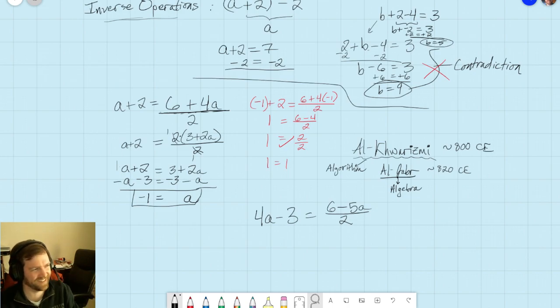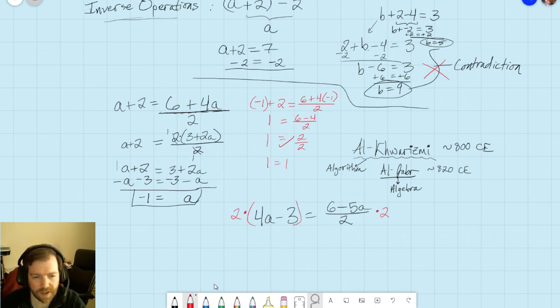Anyway, okay, so take out the fraction, multiply by 2 on both sides. Yeah. So multiply the entire right side by 2, multiply the entire left side by 2, and yeah, we get the 8a minus 6 is equal to just the top part, 6 minus 5a. Again, for the same reason as before, we're going to end up with a 2 divided by a 2. So that's just going to be a form of 1.